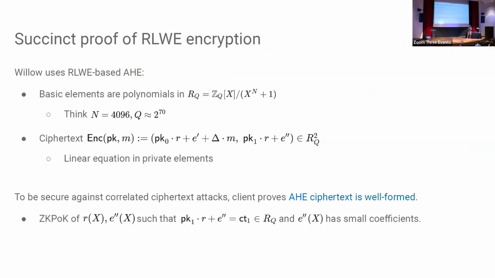We also use a RingLWE-based AHE scheme, and you can think of the typical parameters as each AHE ciphertext having two polynomials with about 4,000 coefficients and a 70-bit modulus. In order to prevent this correlated ciphertext attack, we ask all the clients to prove that their AHE ciphertext is well-formed. In particular, this is a zero knowledge proof of knowledge of the private elements used in their AHE encryptions.